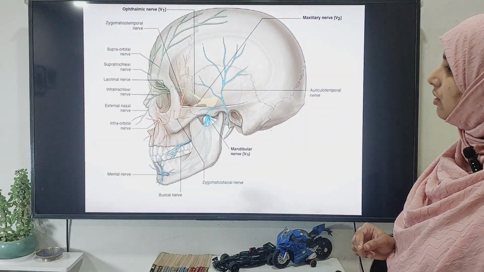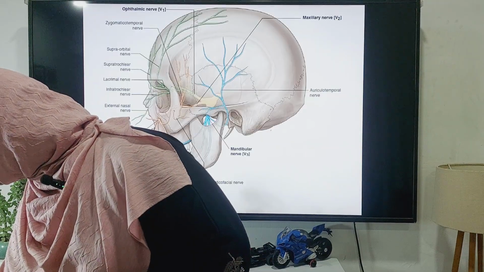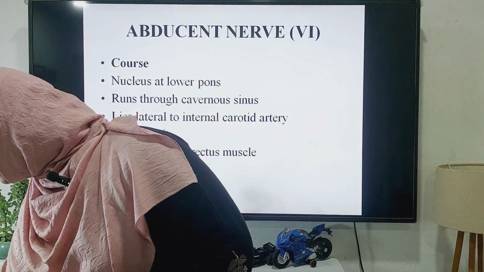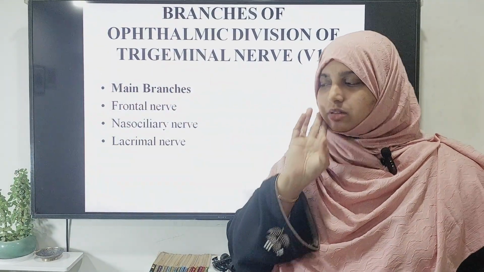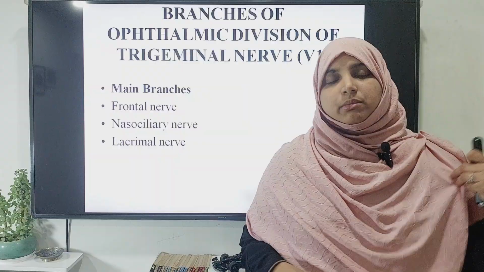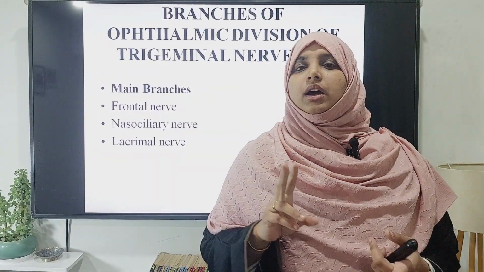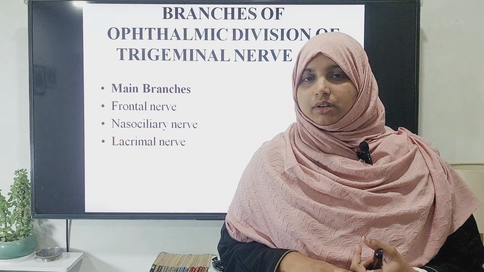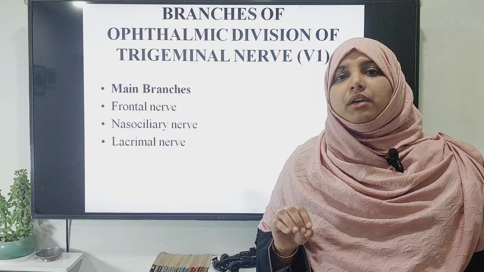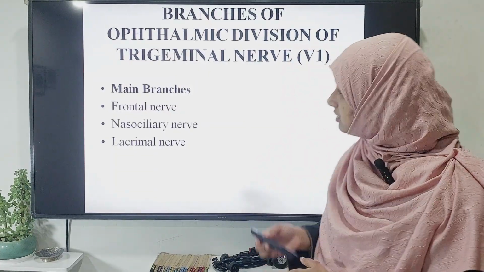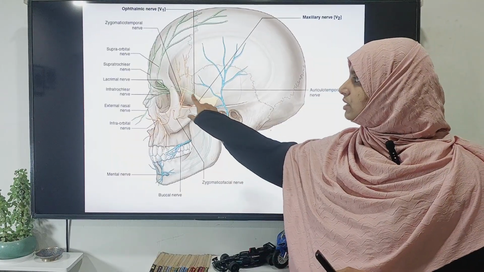Okay, now we will go for the next and most important branches. So do you remember the trigeminal nerve? So far we have learned about three cranial nerves, that is oculomotor nerve, trochlear nerve and abducent nerve, right? So now we are going to learn about the trigeminal nerve, which is the fifth cranial nerve. Okay, this trigeminal nerve, as you can see, is going to give rise to three divisions.